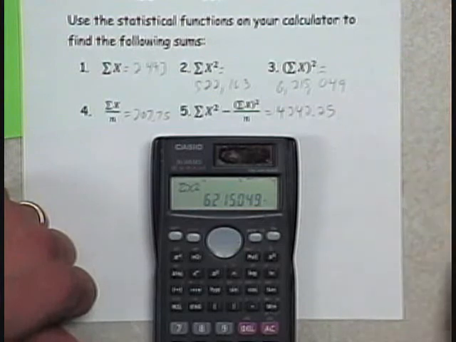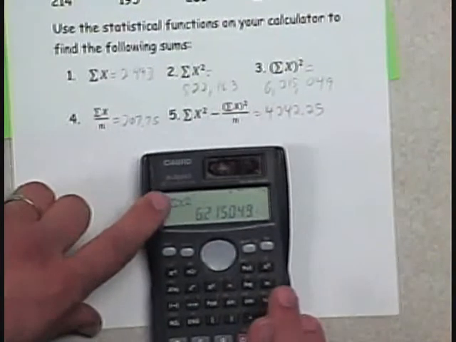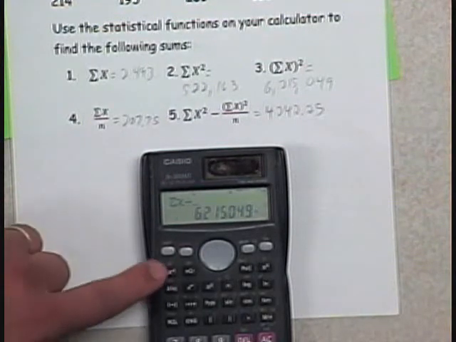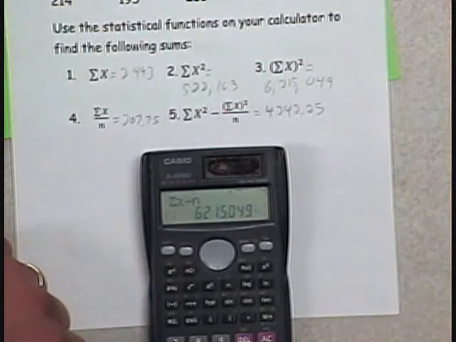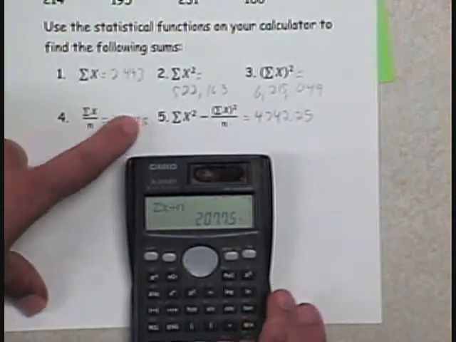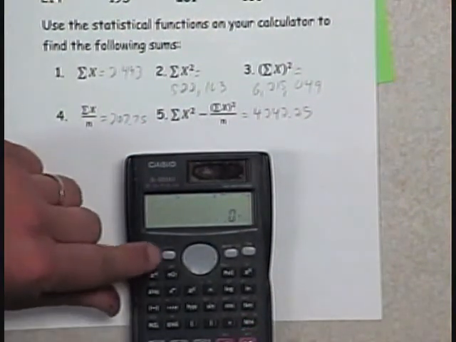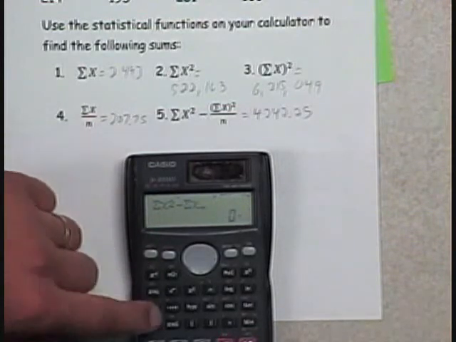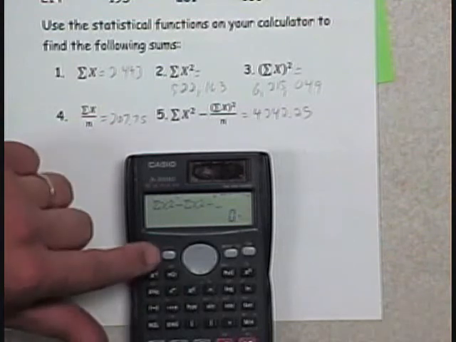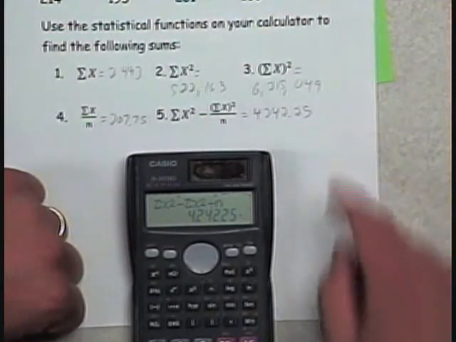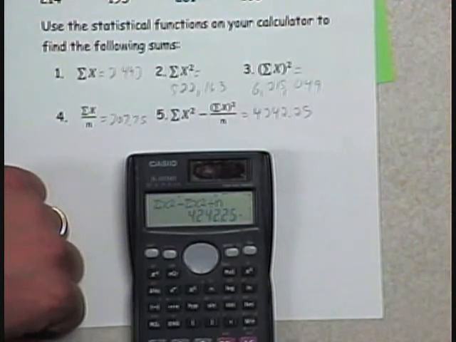And now this is the average value. So if I do shift 1, 2 divided by shift 1, 3. There's my average. And then if I wanted to do this formula, again, that real nice rhythm, shift 1, 1 minus shift 1, 2 squared divided by shift 1, 3. And then there I get the final formula.